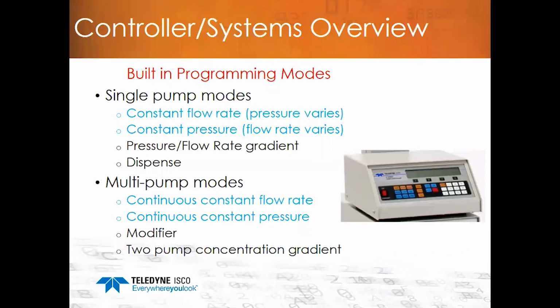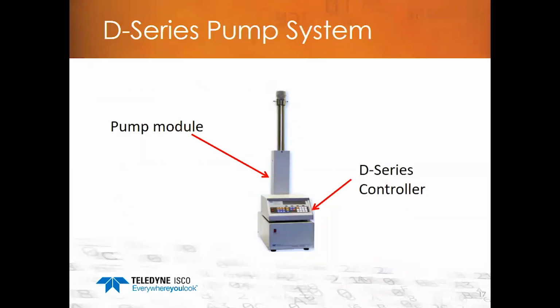Next, we have the multi-pump modes. With 2 pumps put together, you have a continuous constant flow rate. This is the same as a single pump, but the fluid will deliver indefinitely as long as there is fluid supplied to the pump. That is, when one pump is delivering, the other one is refilled, and it will continue to do this indefinitely. Next is the continuous constant pressure system, where the system will operate at a set point of pressure indefinitely.